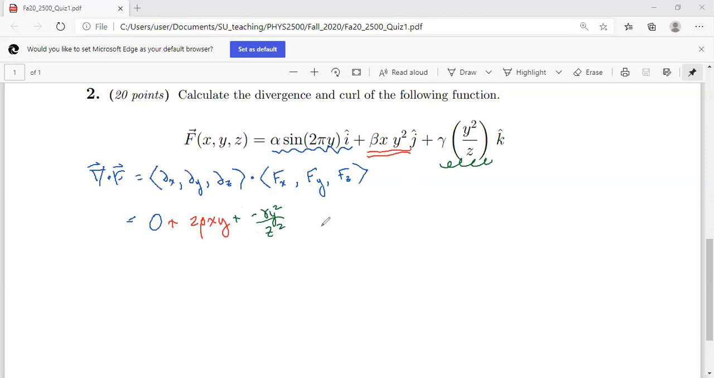Okay, so I get a scalar function at the end of the day, which is what I want. Divergence should produce a scalar function. So divergence of F is a scalar function. That's just 2 beta xy minus gamma y squared over z squared. Gross. But this is just testing your mechanics, really. Any questions about that?